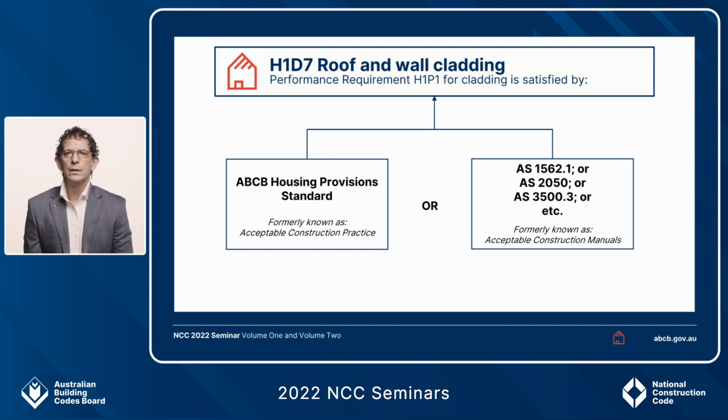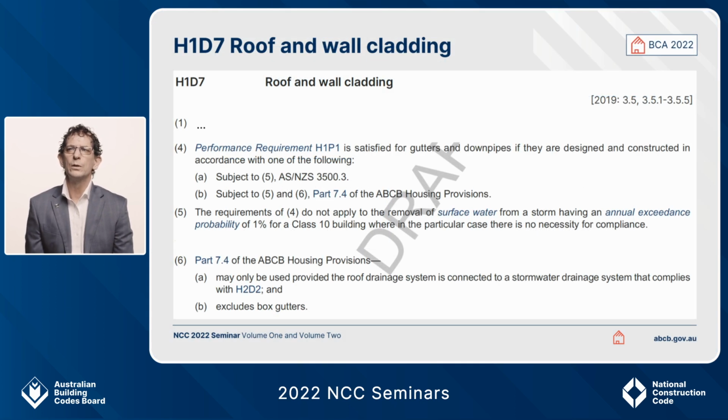If you have a look on the right there, through those relevant Australian standards, 1562 Part 1, 2050 and 3500 Part 3, you'll find solutions for gutters and downpipes. Also on the left is a deemed to satisfy set of solutions that are contained within the housing provisions for NCC 2022, if that's the DTS solution that you choose. So specifically, we're talking about clause H1D7 of Volume 2, which will take you through H1D7(4), subclause (b), to Part 7.4 of the housing provisions for solutions for gutters and downpipes.